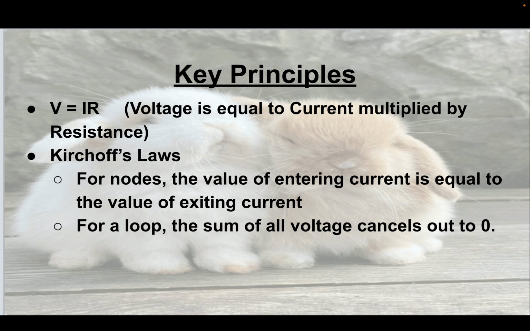There are a few key principles necessary to understanding and implementing the many questions that were given in the lab. The first is, of course, V equals IR, that of which says the voltage is equal to current multiplied by the resistance of a circuit. And we also had two laws from Kirchhoff's laws. One was for nodes, basically saying that the value of any current that's entering is equal to the value of the exiting current. So those two will always be equal. And if that's not the case, then you know there's something wrong. The second Kirchhoff law was that of pertaining to loops, which was that the sum of all the voltages will ultimately equal 0.